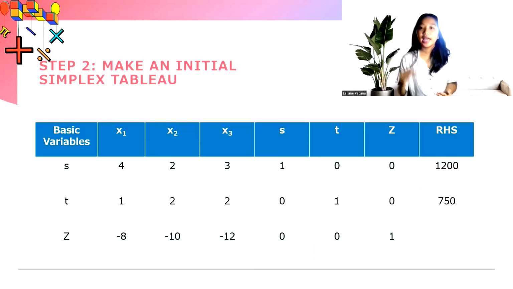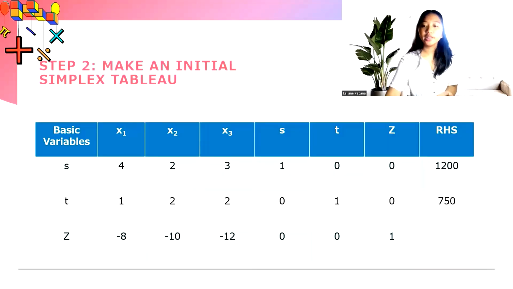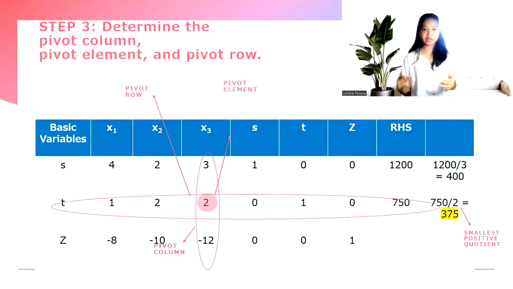So put it there. And from our bottom row, we have to put our objective function there. So our X sub 1 is negative 8, X sub 2 is negative 10, X sub 3 is negative 12. We don't have the two slack variables for our objective function. We just have to put 0 here. And for our Z, of course, we have 1 from our equality here. So now we have to perform the pivoting by determining our pivot column, pivot row, and pivot element first.